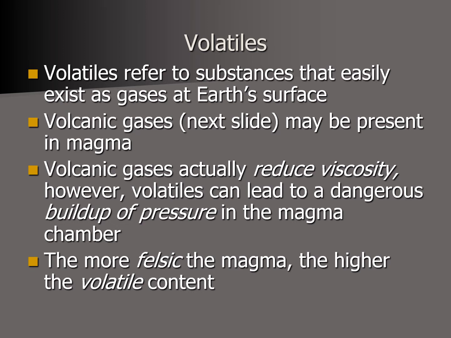So volcanic gases are going to be present in the magma. Some magmas have more volatiles, some magmas have less. As I may have mentioned on an earlier slide, it sounds like volcanic gases are good because they reduce viscosity, but they're actually bad. And the bad outweighs the good because the volatiles can lead to a dangerous buildup of gas pressure in the magma chamber. Bottom line, that last bullet there, the more felsic the magma, the higher the volatile content. And again, the presence of many volatiles is potentially quite dangerous.